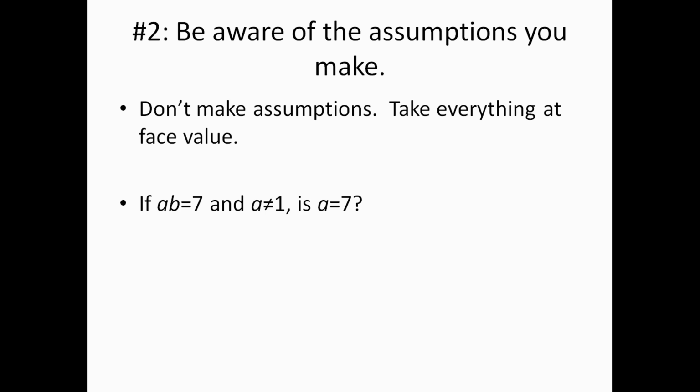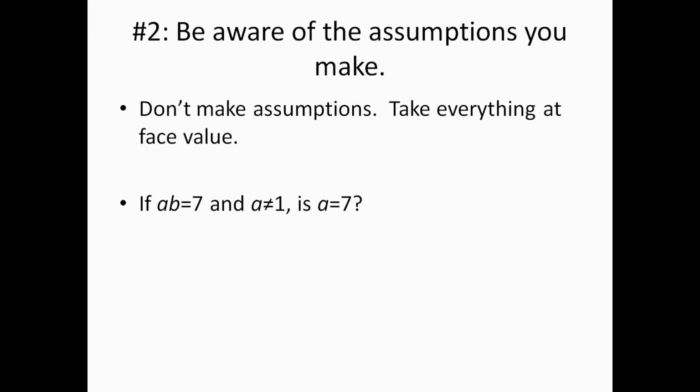So if a times b equals 7, I know 7 is prime, and so the only way to get 7 is 1 times 7. So if a is not 1, then a must be 7. Because if it's not 1 times 7, it must be 7 times 1.